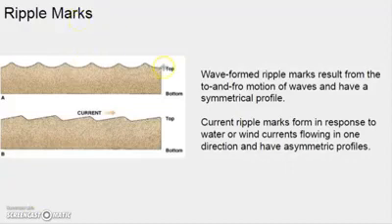Here we can look at ripple marks. If I've got this current that's moving back and forth in, say, Lake Michigan or in an ocean, waveform ripple marks result in the to and fro motion of waves and have a symmetrical profile. Notice these are pretty symmetrical. But anytime we have current involved, current ripple marks form in response to water or wind currents flowing in one direction and have asymmetric profiles.